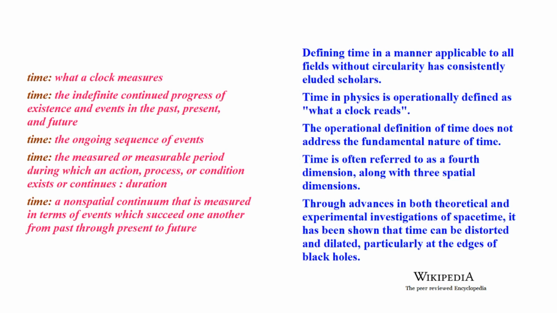And then they continue, Wikipedia says, time is often referred to as a fourth dimension along with three spatial dimensions. In other words, they're equating time with length, width, and height. They're saying these spatial dimensions are no different than time. Okay, that's what they're saying.